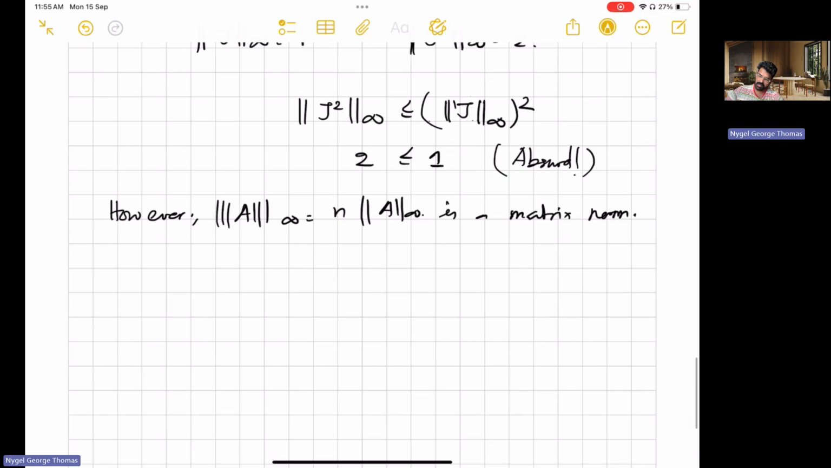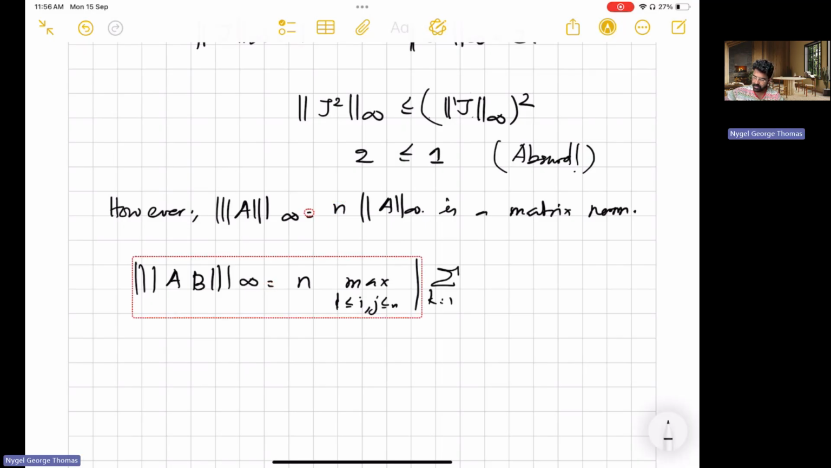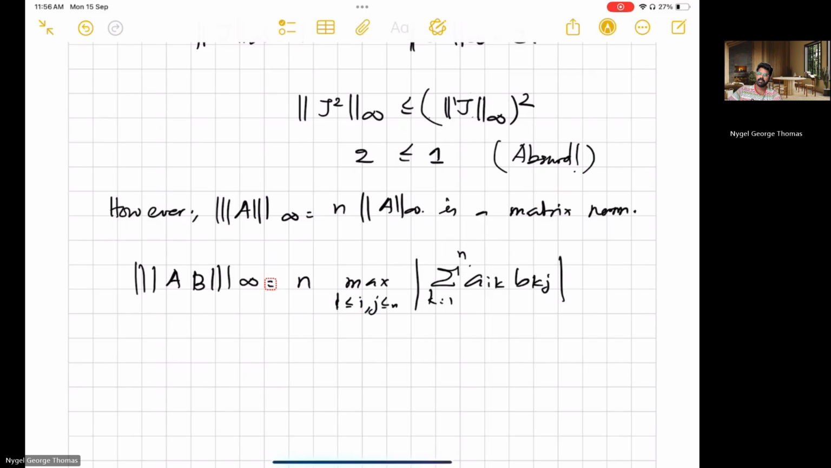How do we prove this? Again, we have to prove submultiplicativity. The norm is given by n times max over 1 ≤ i,j ≤ n of the sum over k from 1 to n of a_ik b_kj. Again, the modulus of a sum is always less than or equal to the sum of the moduli.